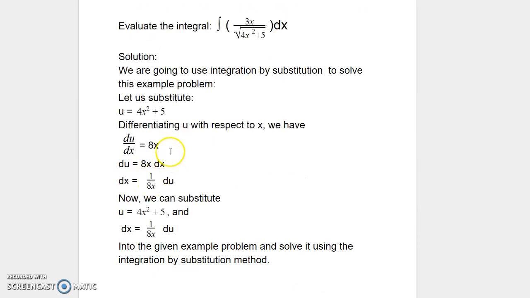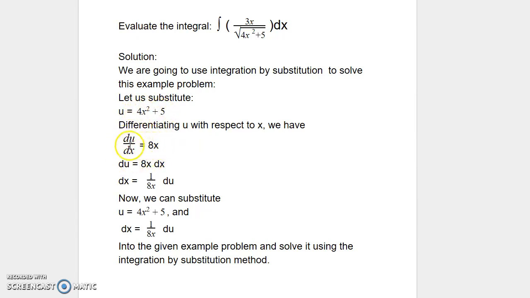Since u is a function of x, we're going to differentiate u with respect to x. So du by dx is going to be equal to 8x. How is that? d by dx of 4x squared is 4 times 2x, which is 8x. d by dx of 5, which is a constant, is 0. So therefore, du by dx of 4x squared plus 5 translates to 8x.